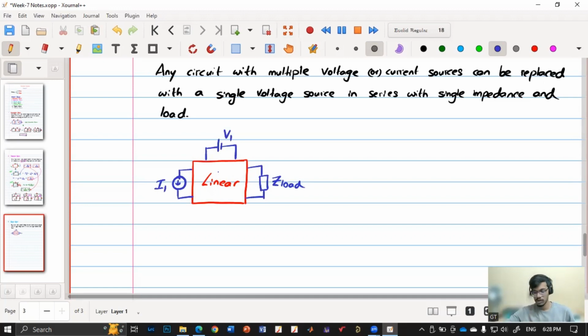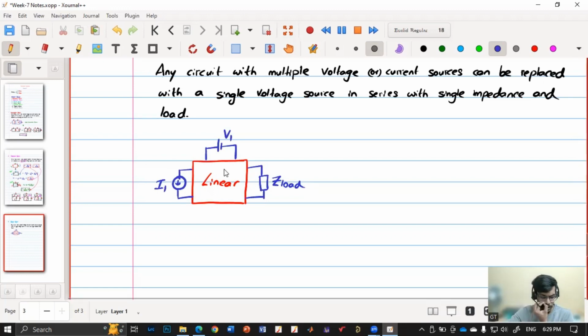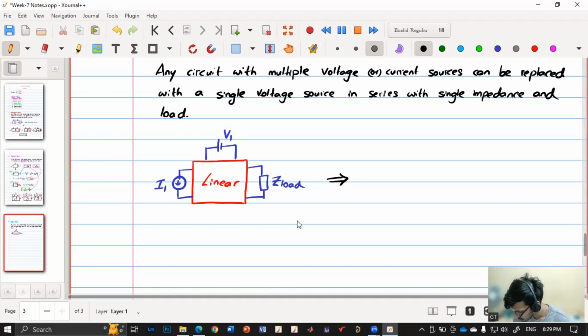So now any circuit with multiple voltage sources, here I have considered one voltage and one current source, but it can be multiple voltage or current sources. They can be replaced with a single voltage source in series with a single impedance and the load. So now this circuit can be drawn something like this.